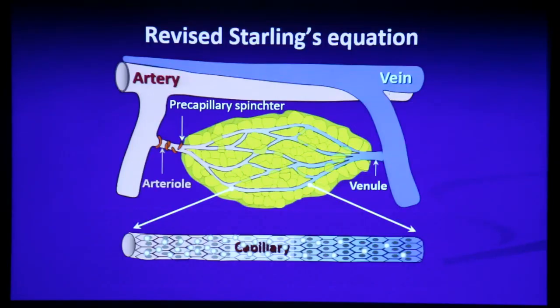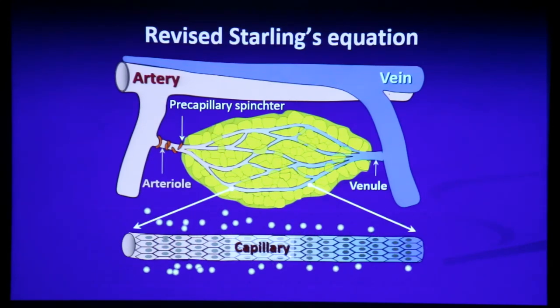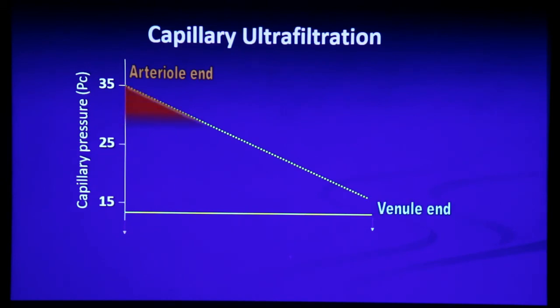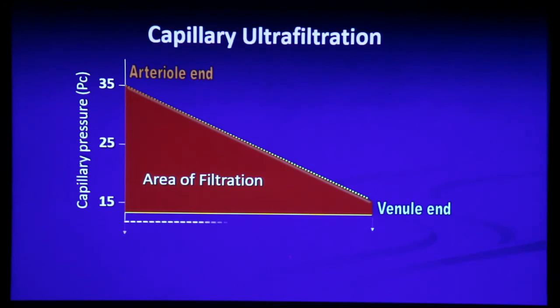So if you look at this revised Starling equation now, what do we get here? We find that from the arterial end to the venous end, the filtration is gradually falling down. It is coming down slowly, and you get the ultrafiltrate here. If you look at it in a graph from the arterial end to the venous end, you'll find that this area of filtration exists throughout the capillary network. There is no area for reabsorption.